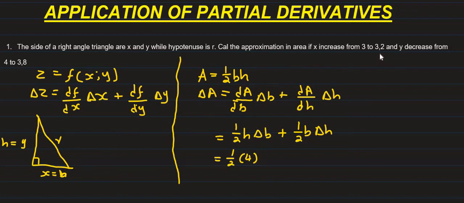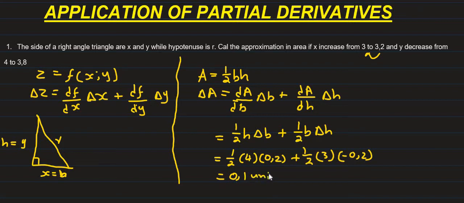Change in base is final minus initial: 3.2 minus 3 gives 0.2. Plus one over two times the base, which is 3, multiplied by the change in height. Height decreases, so initial to final is 3.8 minus 4, which is negative 0.2. Then the approximation in area is 0.1 units squared.